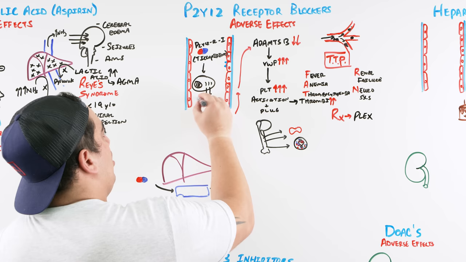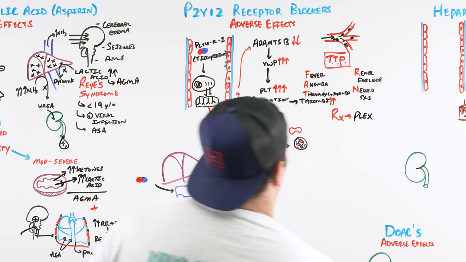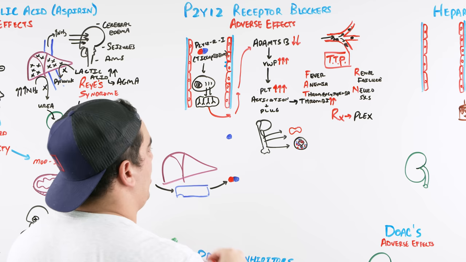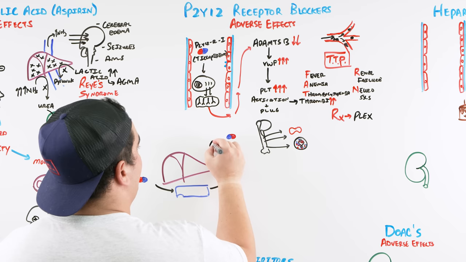Sometimes you can even consider other things as well, like steroids, but generally PLEX is going to be the best situation here. One other thing is that some of these drugs, especially ticlopidine, may also suppress the bone marrow. Exactly how, unsure, but the big thing to remember here is ticlopidine is a bad drug.